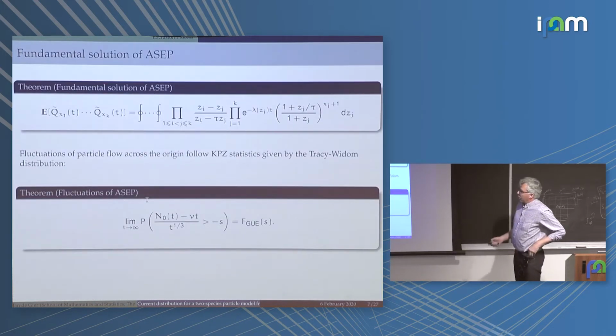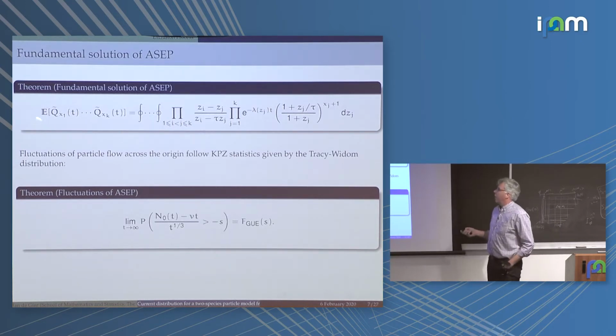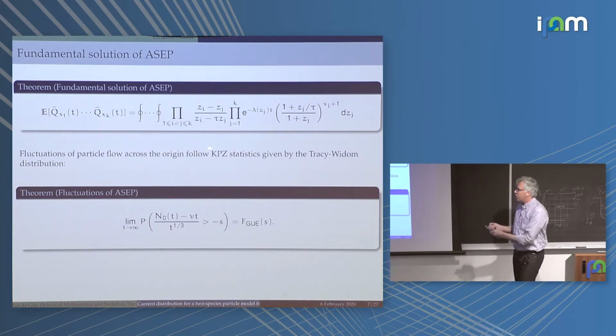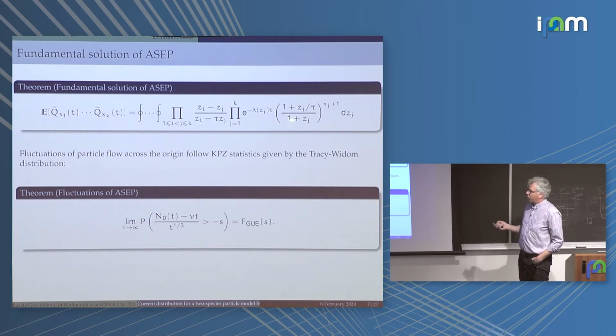So how does that work? Well, it's possible to write down a multi-point expectation. If you look at this, basically the current encoded in a certain way at positions x1 to xk, then the expectation of that quantity can be written as a multiple contour integral in this way. So this was one of the formulas that Alexei Borodin also showed.